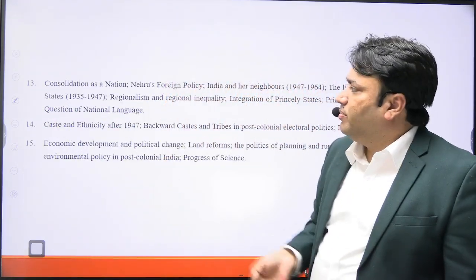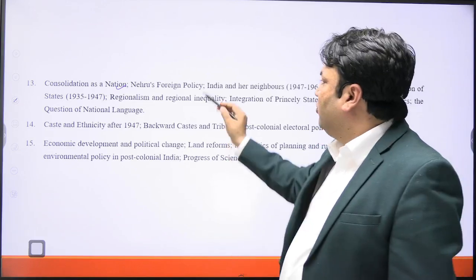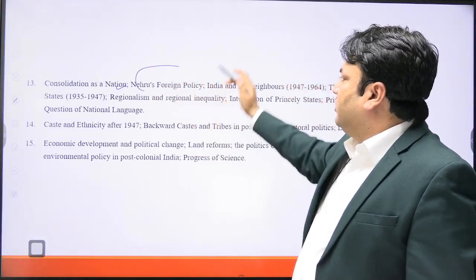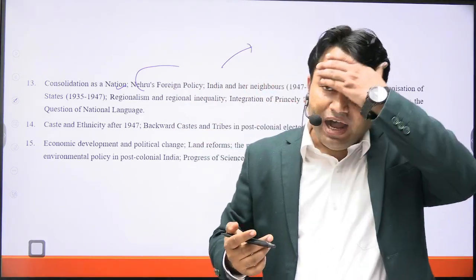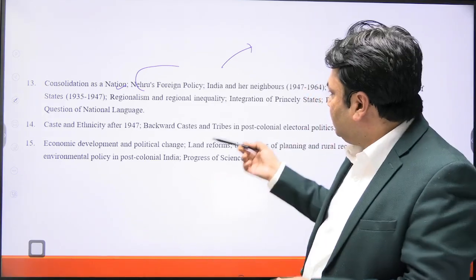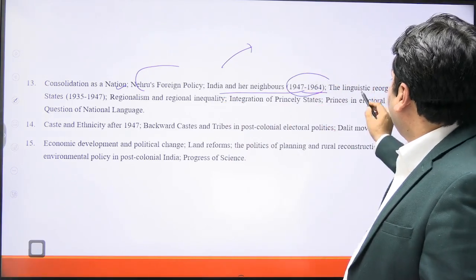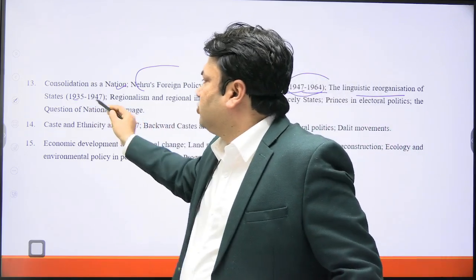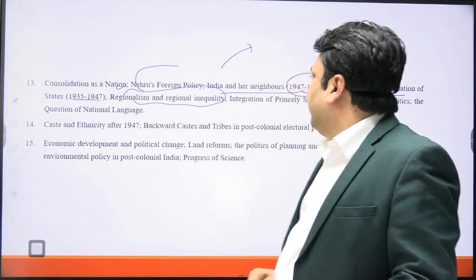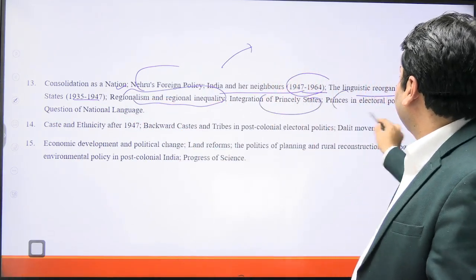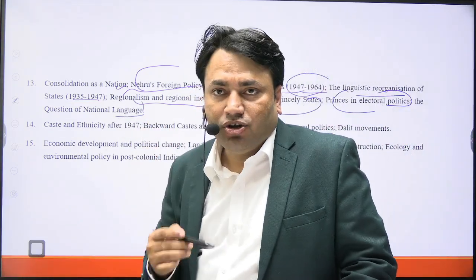And the next topic, topic number 13, is consolidation as a nation. Nehru's foreign policy. This part is going to be important. This will give you a solid foundation for IR. India and her neighbors, 1947 to 1964. What were the policies? Linguistic reorganization of states. This topic you read in detail in your polity part. Regionalism and regional inequality, integration of princely states, princes in electoral politics, the question of national language. That is topic number 13.